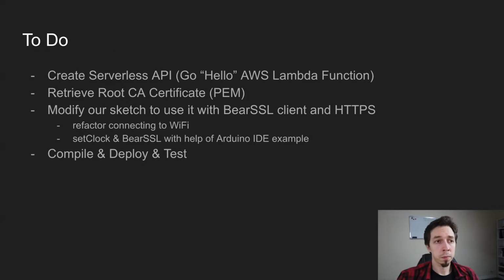And for the things to do, we have create a serverless API. Essentially, I'm going to replicate the same functionality as I did with the web service yesterday that I hosted locally. Then we need to retrieve a root CA certificate that's needed for the BearSSL client on the ESP8266 side. This is to avoid man-in-the-middle attacks, securing the web request. This is the part about security. And then the last step is going to be compile, deploy, and test. So that was for the slides.